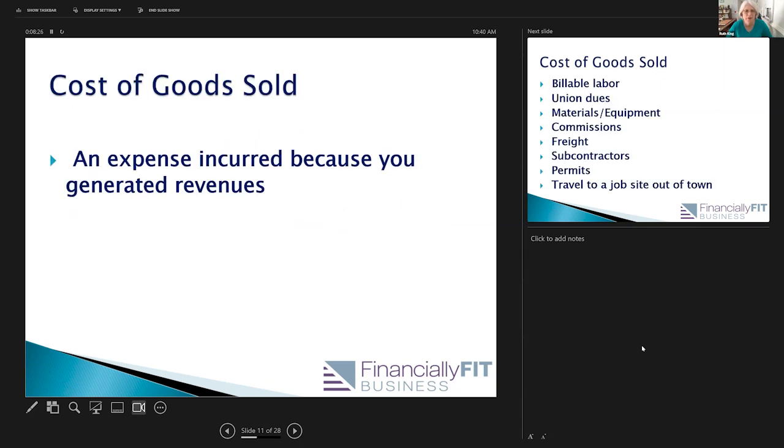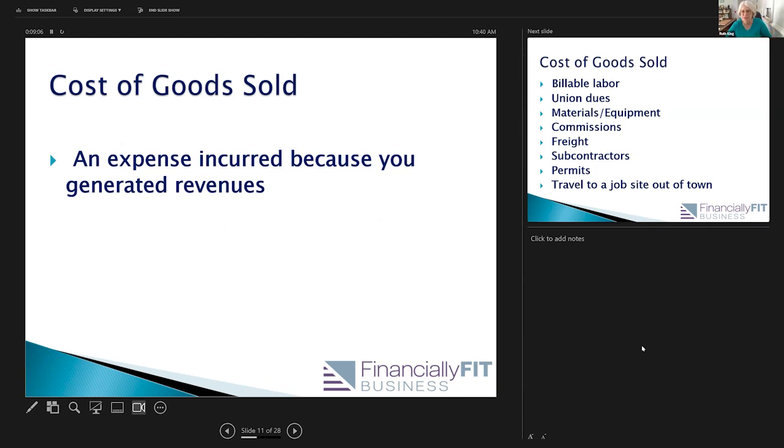From the standpoint of cost of goods sold, cost of goods sold is an expense incurred because you generated revenues, or for those of you who are COD, you generated sales. Okay. So think about what your costs are to produce your products and your services. So for service companies, it's basically labor. For product-oriented companies, it could be labor and materials, parts, equipment, things along those lines. But you have to know what it costs and what the expenses are in cost of goods sold to make sure that you have revenue and the cost of that revenue in the same month.